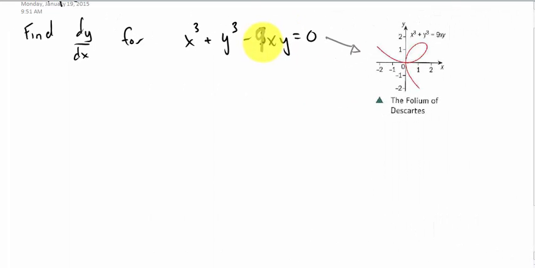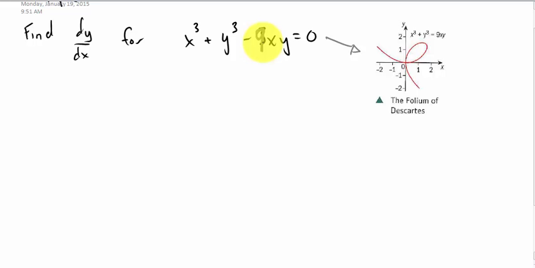Alright, so here is our next example. I want to find dy/dx for this equation. And notice that this is not a function. We can see that on the graph. This fails the vertical line test quite nicely. It's called the folium of Descartes. I want you to pause the video and see if you can find dy/dx for this using implicit differentiation. Give it a try.